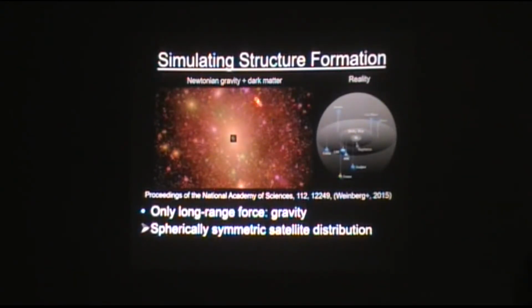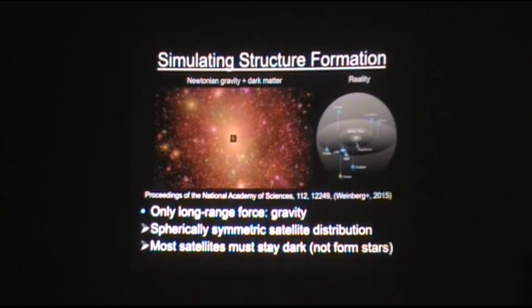You could probably tell here that there should be quite a lot of satellites of the Milky Way, and they should all be all over the sky. In the real world, there are two problems. First of all, there aren't that many satellites. This is what's called the missing satellite problem. Most satellites have to stay dark and not form stars somehow, which is already weird. But first, I'll admit that's a problem for the standard model.